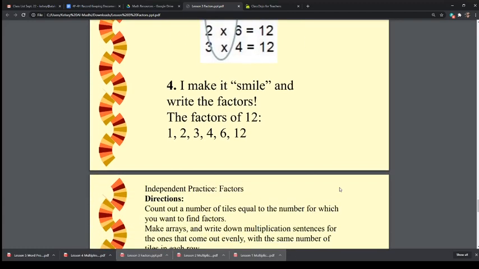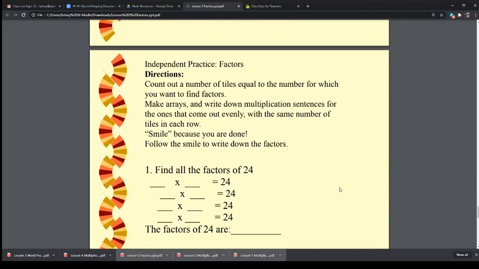Here's some practice that you can do. Here are the directions. Count out a number of tiles equal to the number of which you want to find factors. If you have something at home that you can use, like buttons or pens or anything that you have around you, you can find the number for, the number is 24. You can also use fun things like Cheetos or potato chips. Make arrays and write down the multiplication sentences for the ones that come out evenly with the same number of tiles in each row. Smile because you're done, and follow the smile and write down the factors.